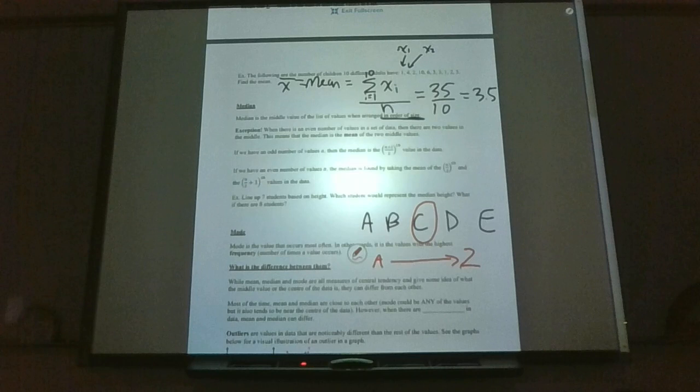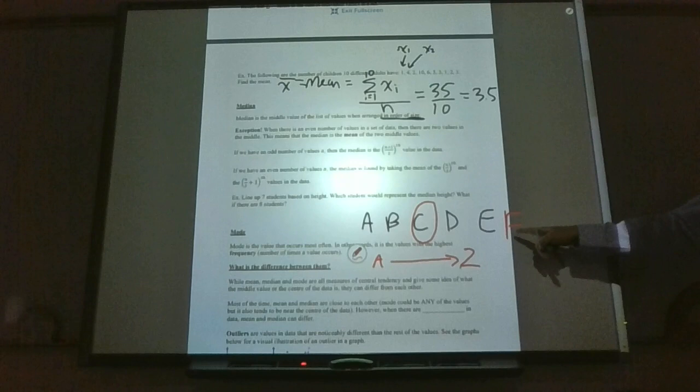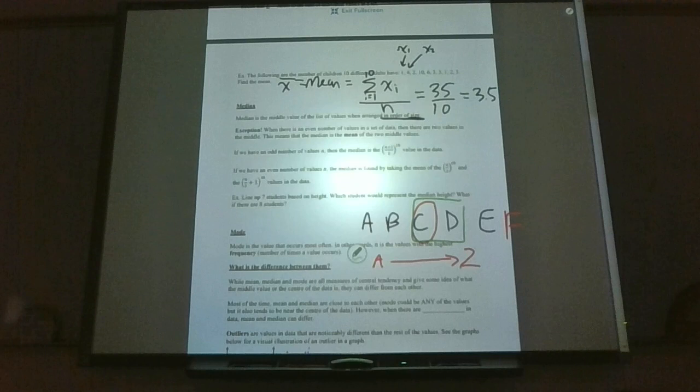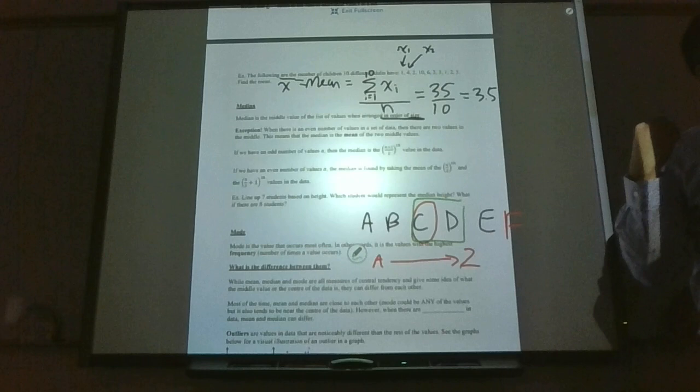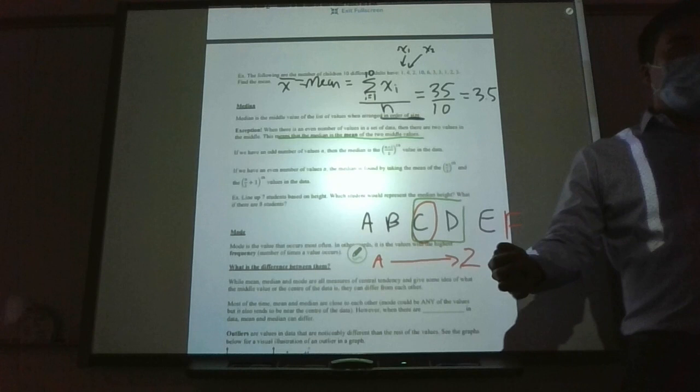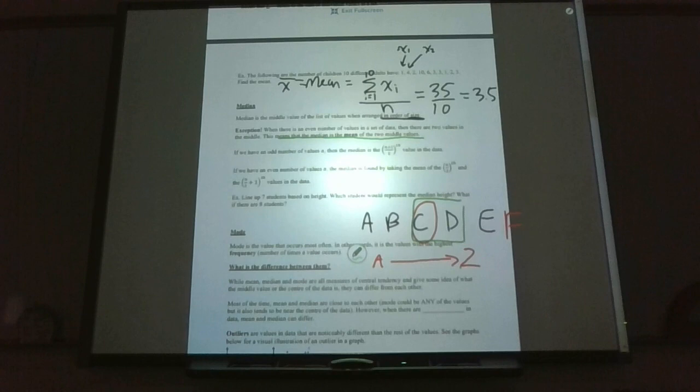As an easy example, if I add an F there, all of a sudden this C that used to be in the middle is technically still in the middle, but now there's another one in the middle as well. It shifts the meaning a little bit. The rule here is that if you have an even number of pieces of data, you end up with two values in the middle. So the rule, you might want to underline this, is that you have to find the mean of the two middle values.